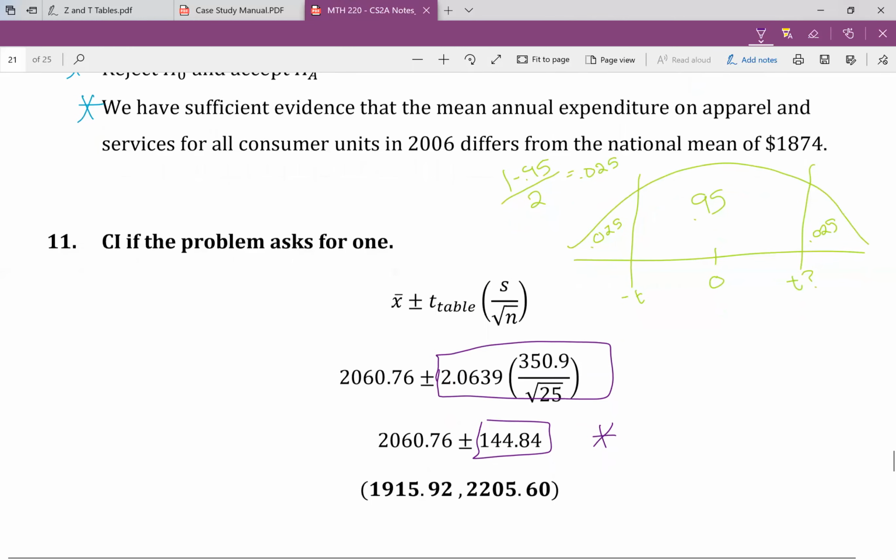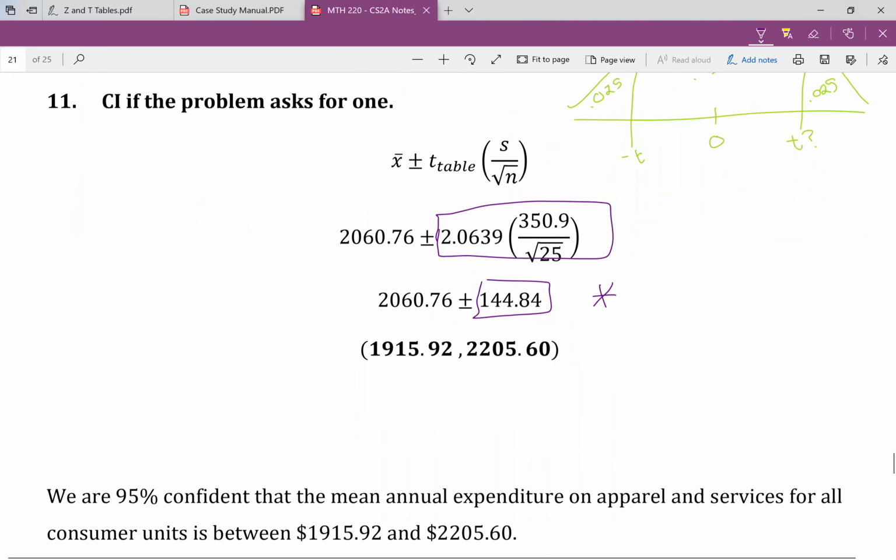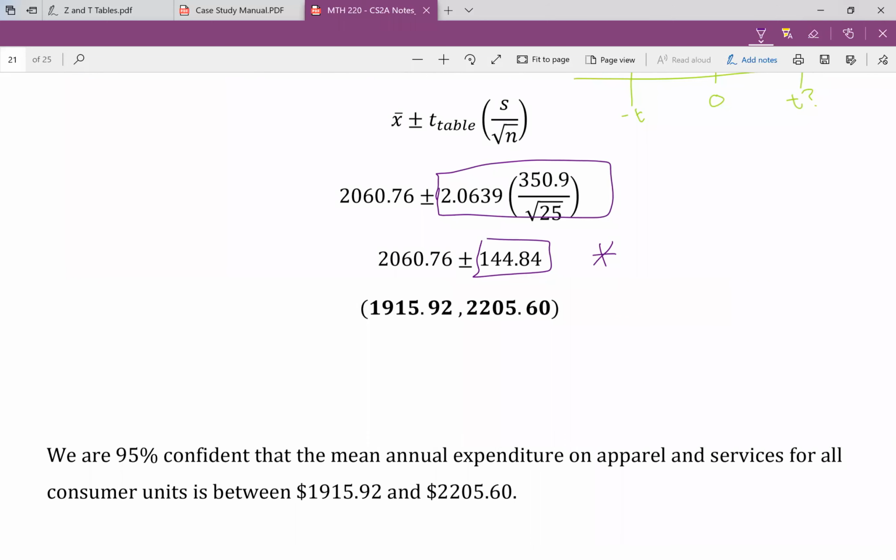And what does that mean? That means we are 95% confident that the mean annual expenditure on apparel and services for all consumer units is between the lower bound and the upper bound. You just want to put your parameter in words whenever you're talking about what you're percent confident of. It's always the parameter. Confidence intervals give us a reasonable range of guesses for our parameter.